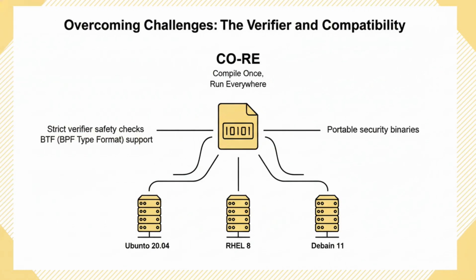It's not all smooth sailing. The eBPF verifier is notoriously strict. You might write 100 lines of C that look perfect, but if the verifier can't prove every memory access is safe, it will reject the program. We also face kernel compatibility issues. Until recently, you had to compile your eBPF programs on the target machine to match its kernel headers. However, with BTF, or BPF Type Format, and CO-RE, which stands for Compile Once, Run Everywhere, we can now build portable binaries. This is a game changer for infrastructure engineers, allowing us to distribute a single security agent across a heterogeneous fleet of servers.